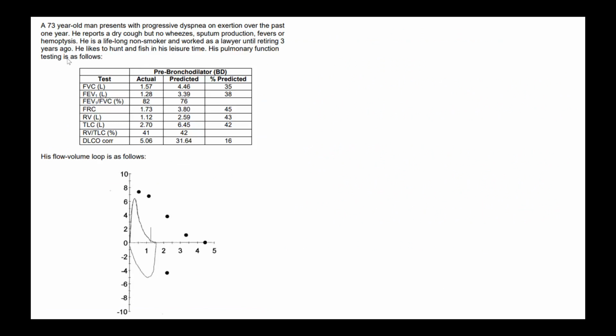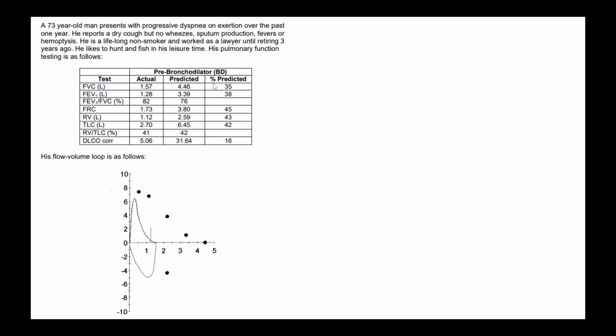Another case scenario: a 73-year-old man presents with progressive dyspnea on exertion for the past 1 year. He reports dry cough but no wheeze, sputum production, fevers or hemoptysis. He is a lifelong non-smoker and worked as a lawyer until retiring 3 years ago. He likes to hunt and fish in his leisure time. His pulmonary function tests are as follows.